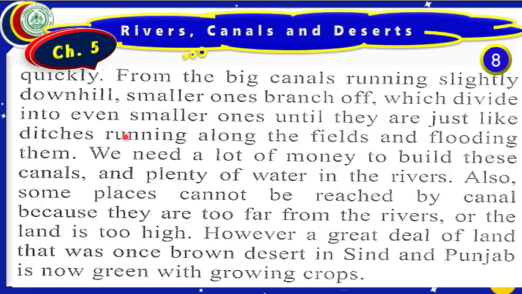From the big canals running slightly downhill, smaller ones branch off, which divide into even smaller ones until they are just like ditches, running along the fields and flooding them. Dear students, flooding them, the word is used here, but here it means to water the crops. Ditches are small water channels which we use to get water from the canal and to provide water to our crops. We need a lot of money to build these canals and plenty of water in the rivers.